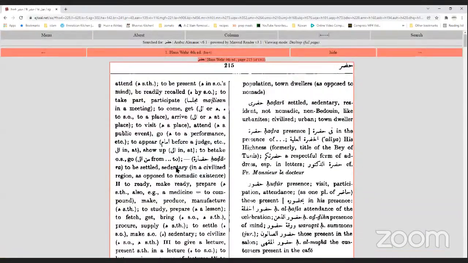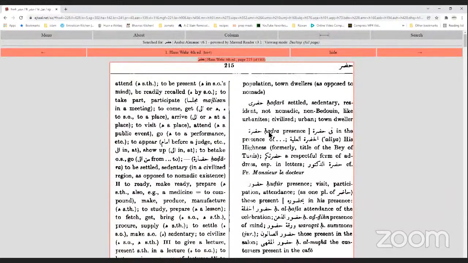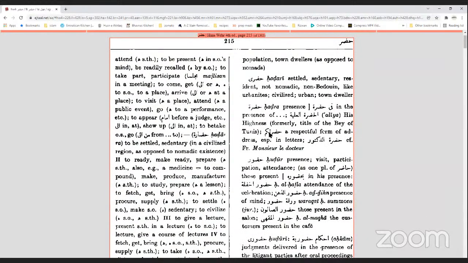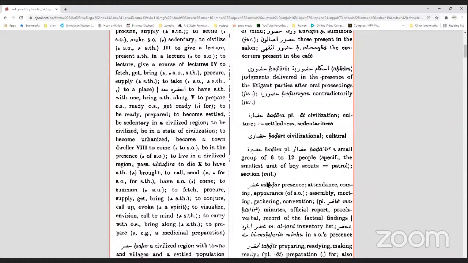And you know that the zarf starts with meme. So I will look for one of the words based on the hadara root word which starts with meme. It will be shown in the dictionary here. So here it comes. Mahdar. Mahdarun, mahdar.